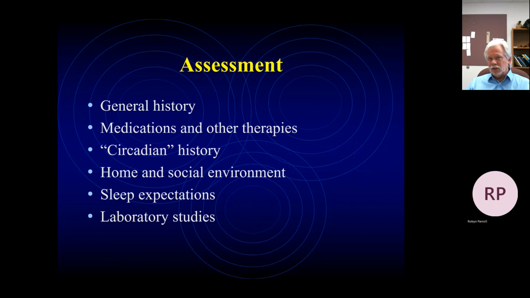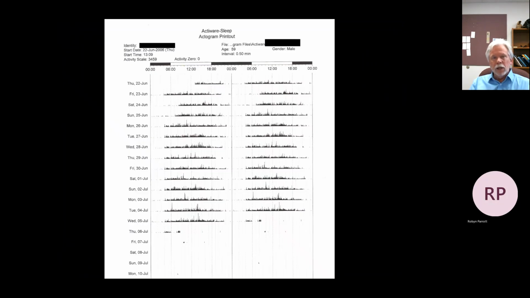Another point is to discuss expectations for sleep. Some parents would like their child to sleep 12, 14 hours or so when that's not going to be reasonable, particularly if you're talking about an older child. And then review the laboratory testing that's been done, because occasionally we find thyroid dysfunction or low iron levels or other things that may interfere with the ability to sleep adequately.